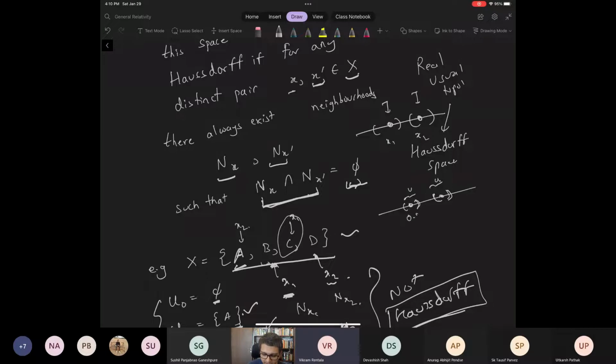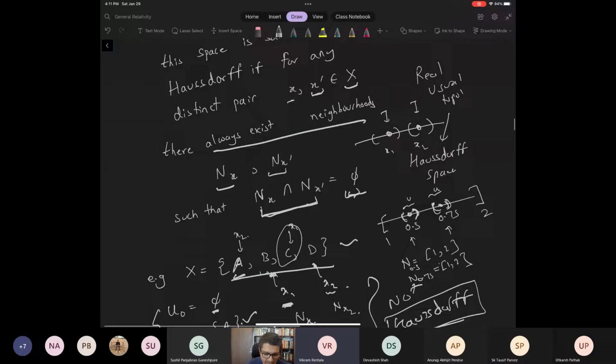So for example, if this is the point 0.5 and 0.75, it's true that the neighborhood (1, 2) contains both. If I define the neighborhood of 0.5 to be (1, 2) and the neighborhood of 0.75 to be (1, 2), then it's true that these overlap. But I could always find other, smaller neighborhoods of 0.5 and of 0.75 such that these two neighborhoods don't overlap. The claim is that there exist neighborhoods that don't intersect. Okay, got it.